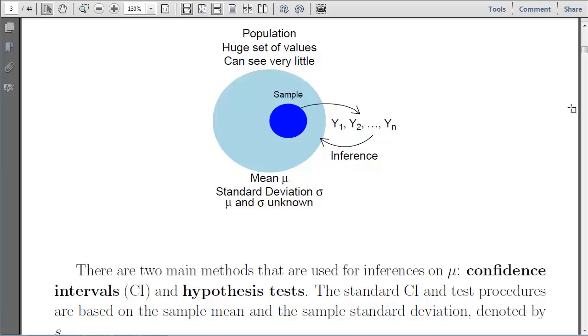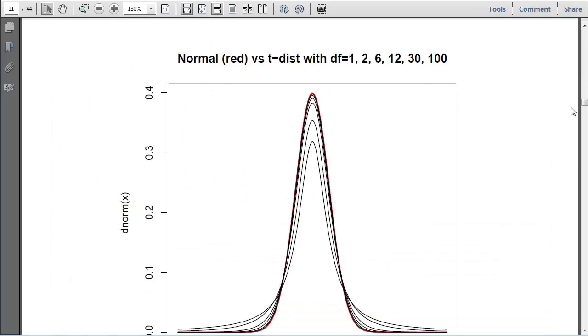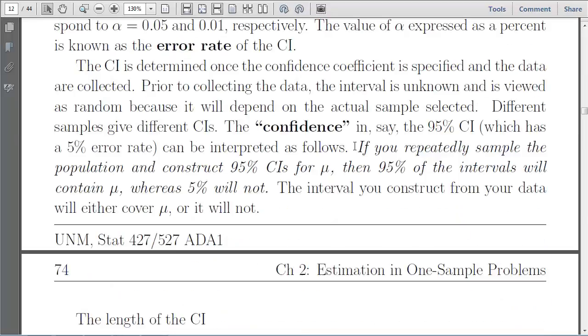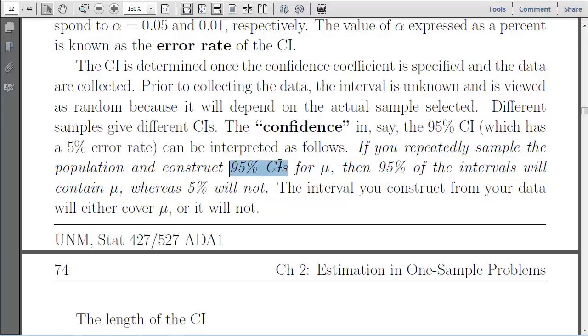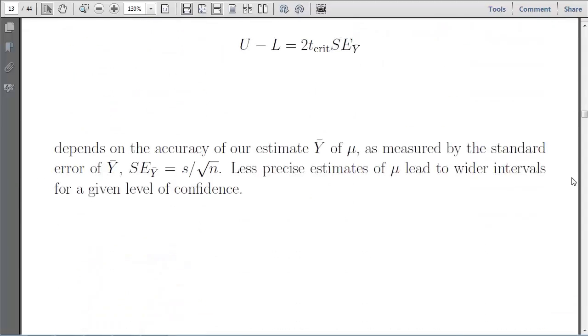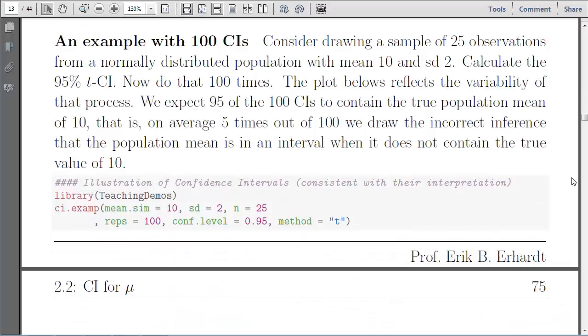Therefore, the definition of confidence is actually, if you repeatedly sampled the population and construct a confidence interval for each of your samples, then 95% of those intervals will be correct, meaning they will contain the true population mu. And 5% of the time, you will be wrong. Will you know it when you're wrong? No. I'm sorry that you won't know. So let me just show you an example.